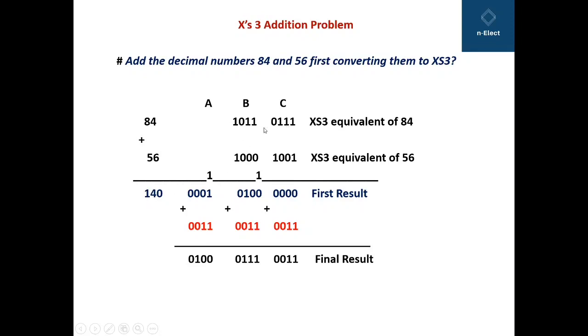When we add the excess 3 code of 84, that is 1011, 0111. Now you know how they are obtained. For 56, this is 8 and this is 9. When we add them, what is happening? See here, when we are adding 1 plus 1, 0, 1 plus 1, 0, 1 plus 1, 0, 1 plus 1, 0, and carry is transferred to this place. Naturally, we have to add 3 to this side. Then we are going to perform this.